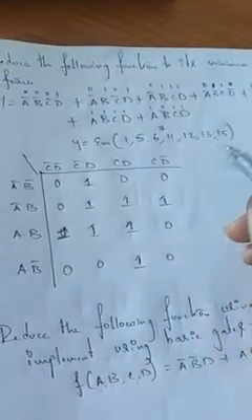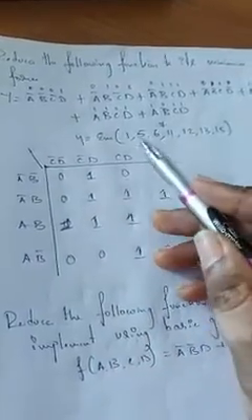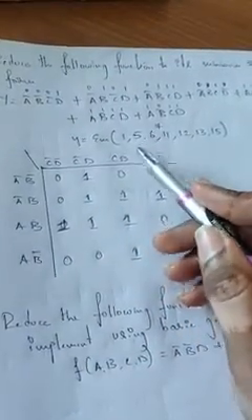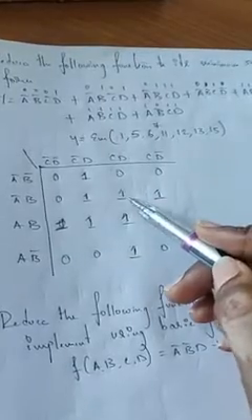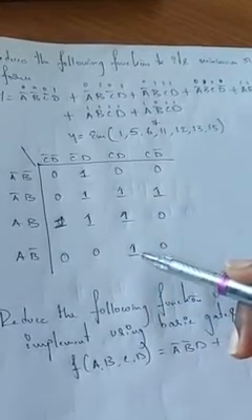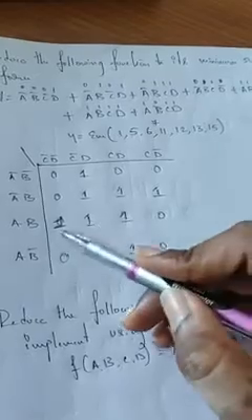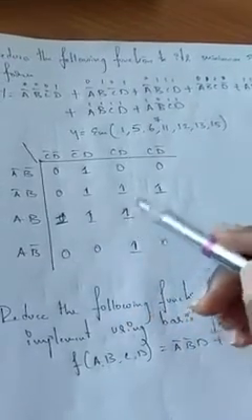So based on these numbers, I have filled the K-map like this. 1 is here, 5 is here, 6 is here, 7 is here, okay? Then we have 11, 12, 13, 15. I filled the ones, okay? So let me show how to group this.